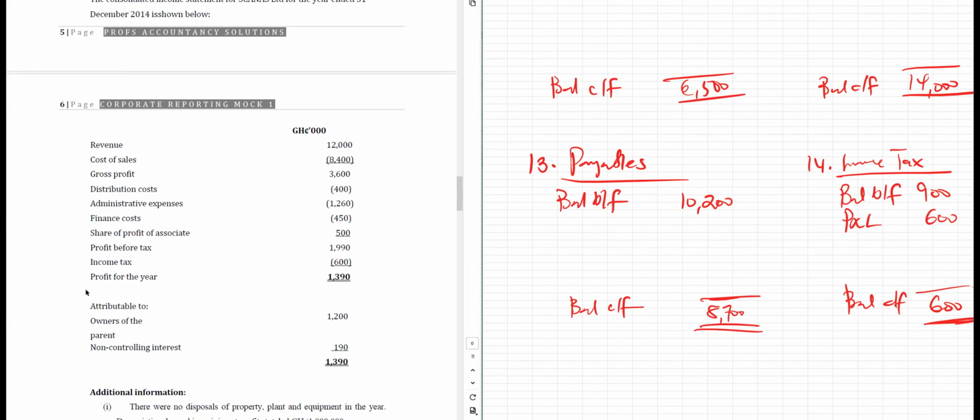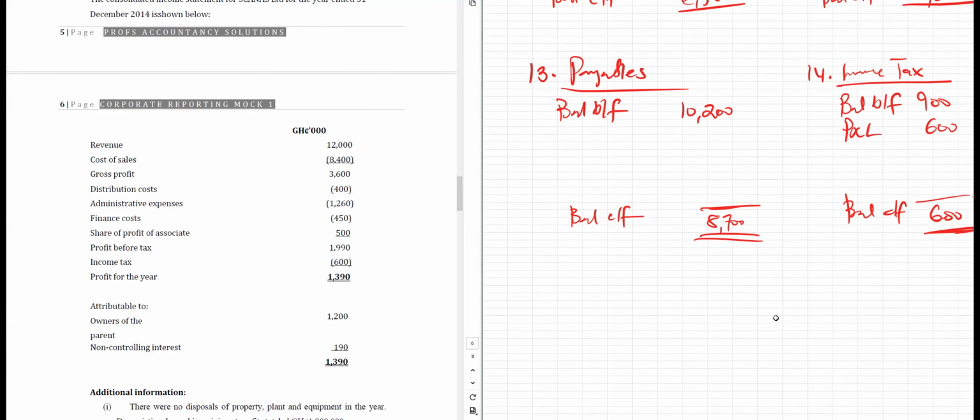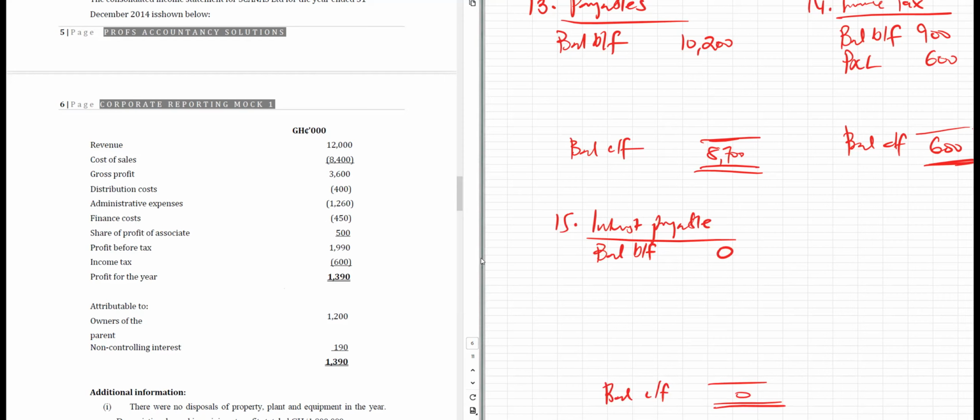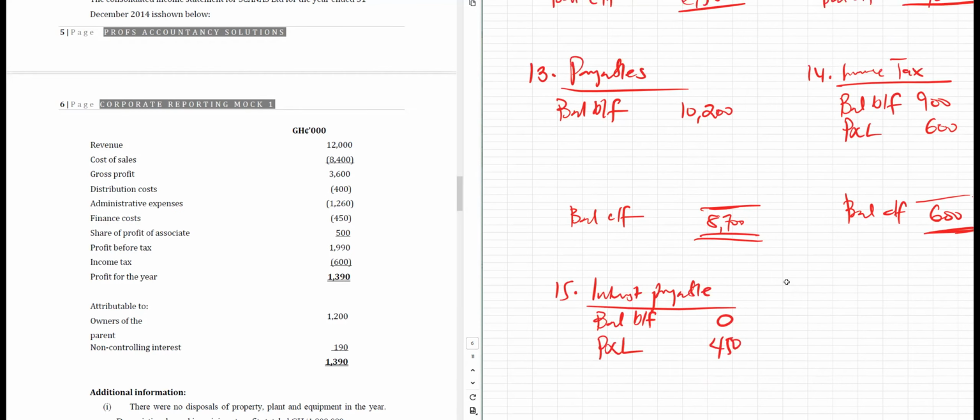What else did we have? Finance cost. But they said the finance cost due was paid during the year. For finance cost, we can just create an account, interest payable. Anything that you don't see on the balance sheet means the opening balance is 0 and the closing balance is also 0. But in the P&L, how much was there? 450, right? Okay, so I leave it there like this. So now we are filled in, but we are not done.